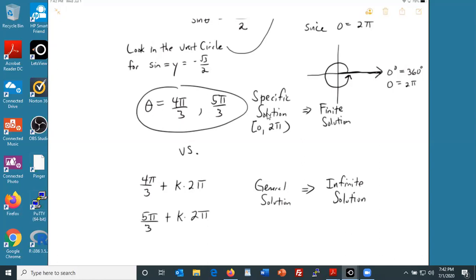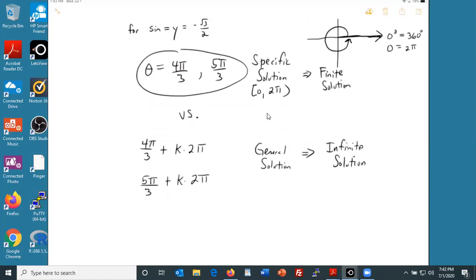So there's the difference between what we did before break and what I did in this problem here by circling 4 pi over 3 and 5 pi over 3. I only want finite solutions because I specified an interval where those solutions have to exist. Whereas again, the general solution represents all the many different possibilities that those angles could take on. All right, so in this case, what we want here are just those two circled values. All right, so this is not needed here. Okay?